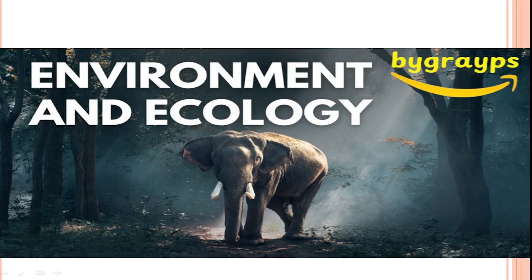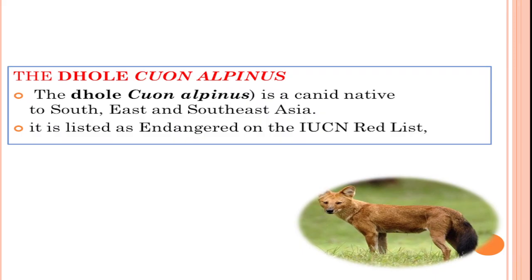First section, Environment and Ecology. The dhole is a canid native to South Asia and Southeast Asia. It is listed as endangered on the IUCN Red List.